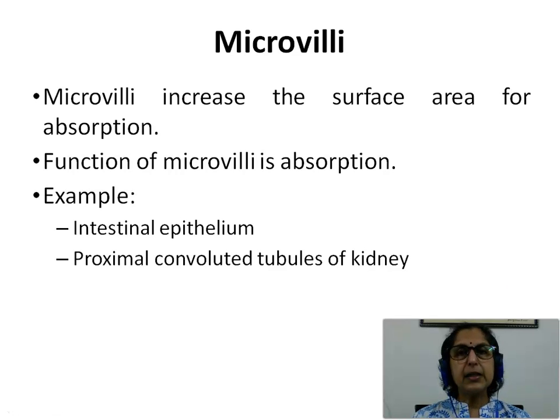Microvilli increase the surface area of absorption. So function of microvilli is absorption. And where do we see microvilli? Intestinal epithelium and proximal convoluted tubules of the kidney. In the intestinal epithelium, they form striated border, while in the proximal convoluted tubules of the kidney, microvilli are seen forming the brush border appearance.